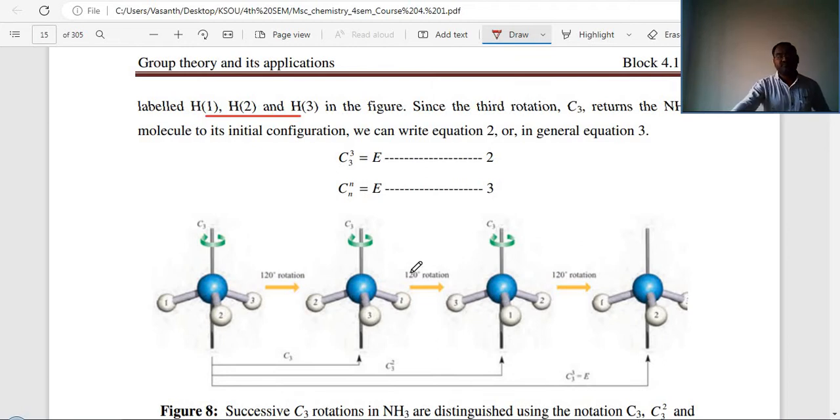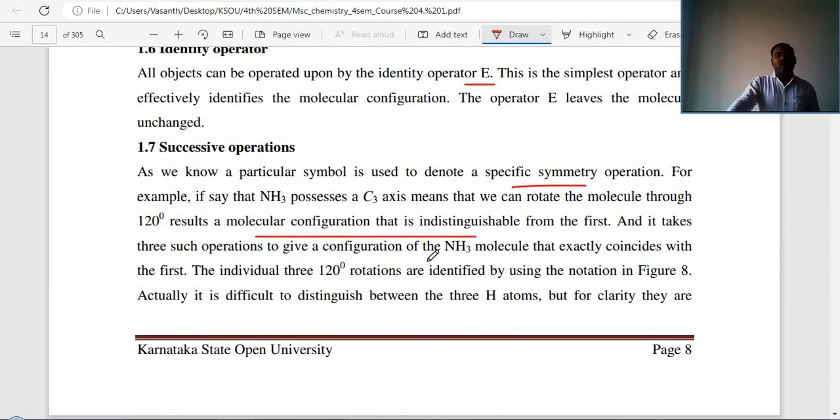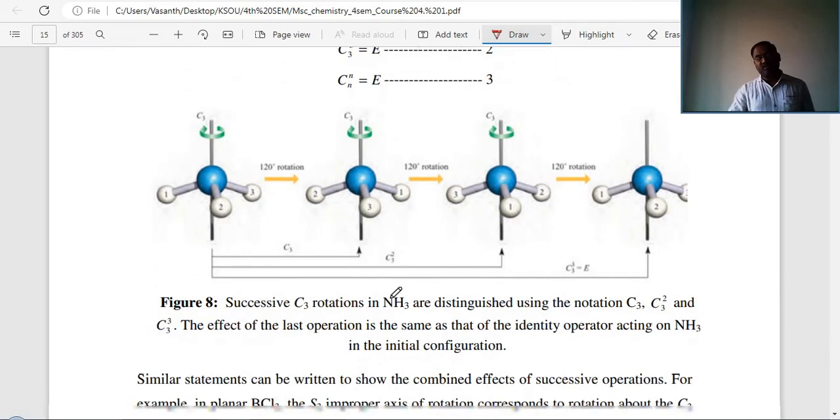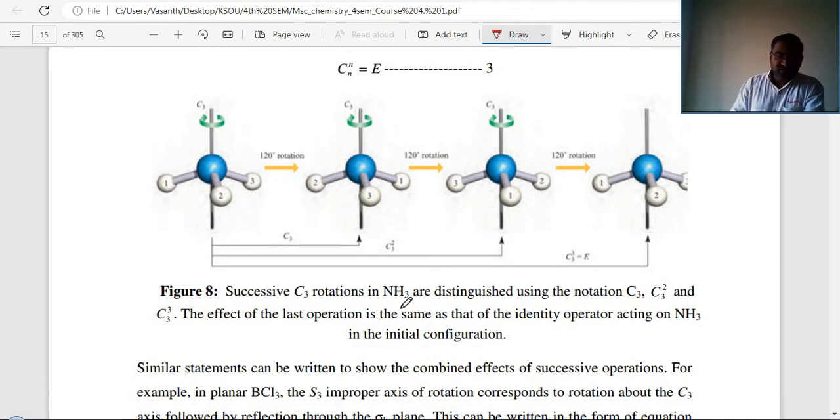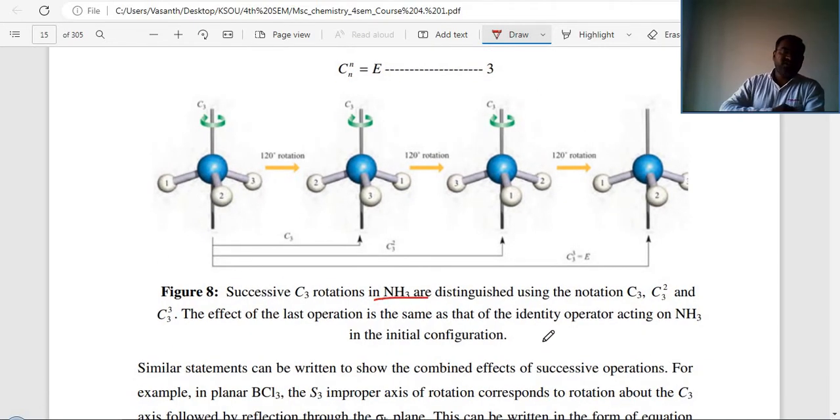Next we consider how successive operations work on this molecule. Three rotations in ammonia are distinguishable using the notation C3, C3^2 and C3^3. The effect of the last operation is the same as that of the identity operator acting on NH3 in the initial configuration.